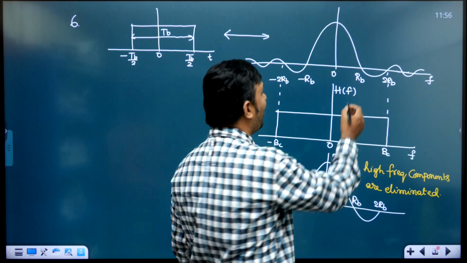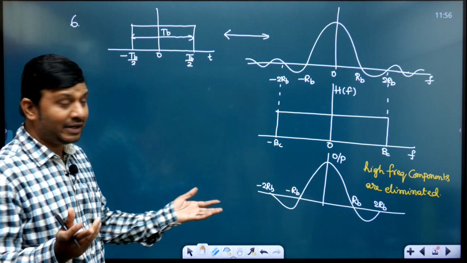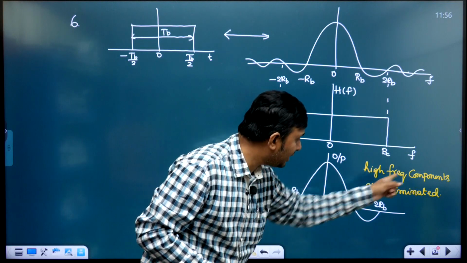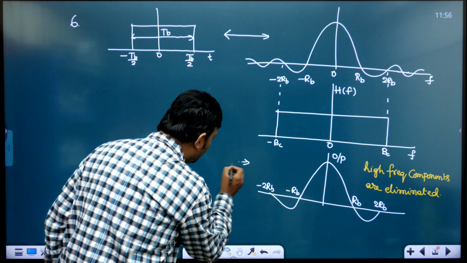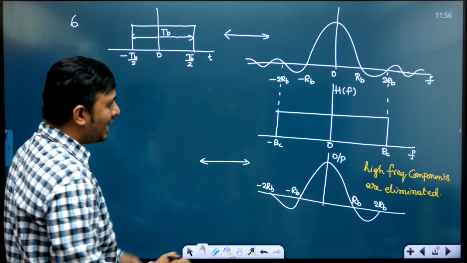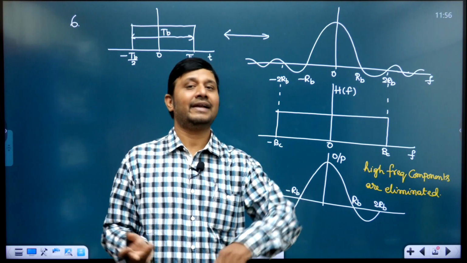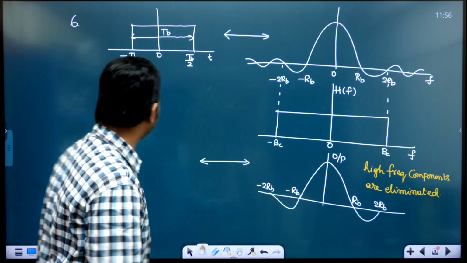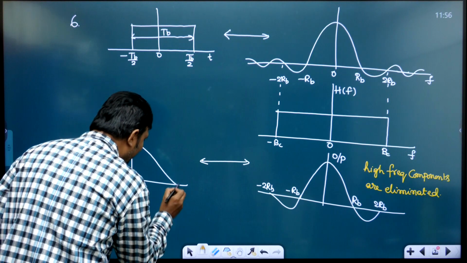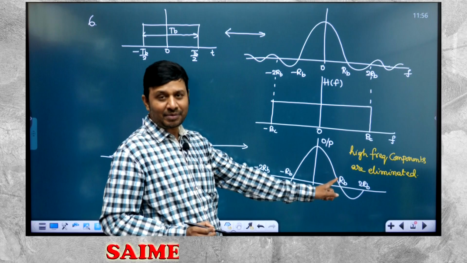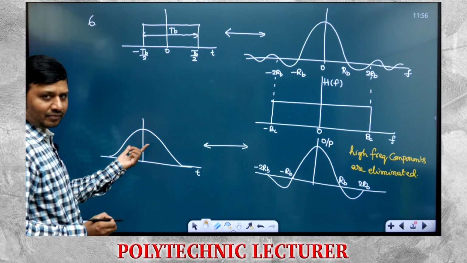Suppose in your signal, if you have high frequency components, you will have sudden transitions. But in the output, if you observe, high frequency components are eliminated. Means if I try to calculate the inverse Fourier transform of this one, high frequency components are eliminated, so I will not have any sudden transitions, but I will have gradual transitions. Gradual transition means like this. So if I calculate the inverse Fourier transform of this output, I will get in time domain this kind of signal.